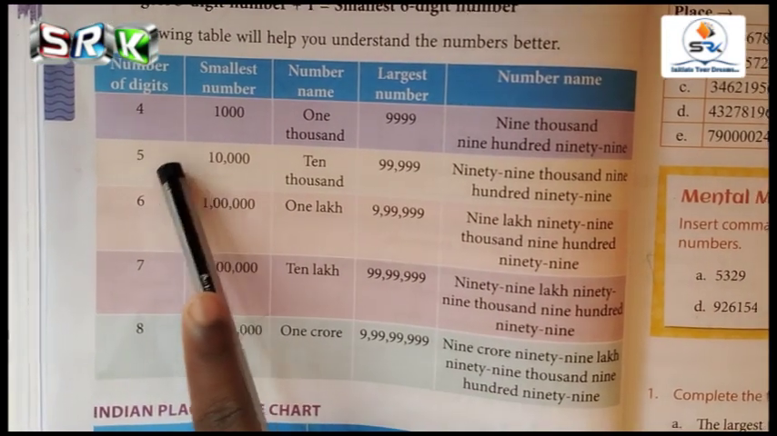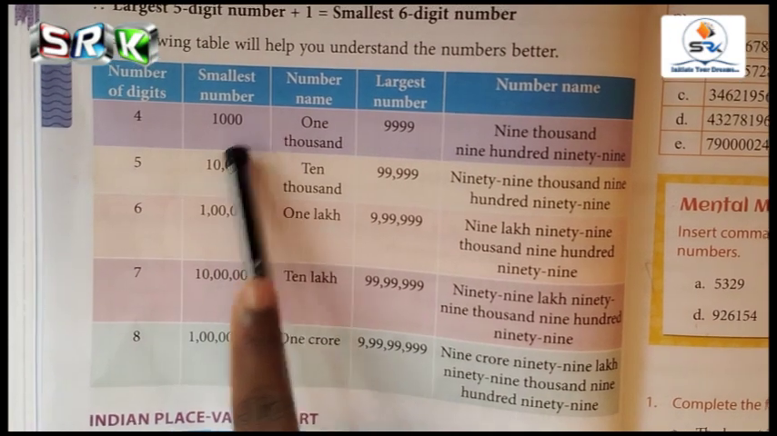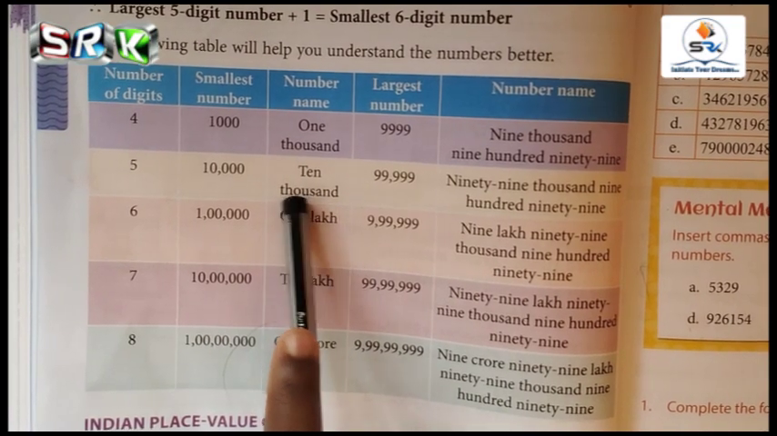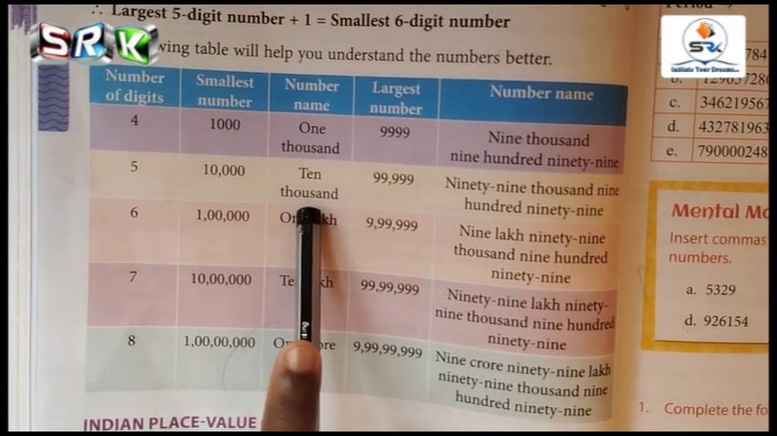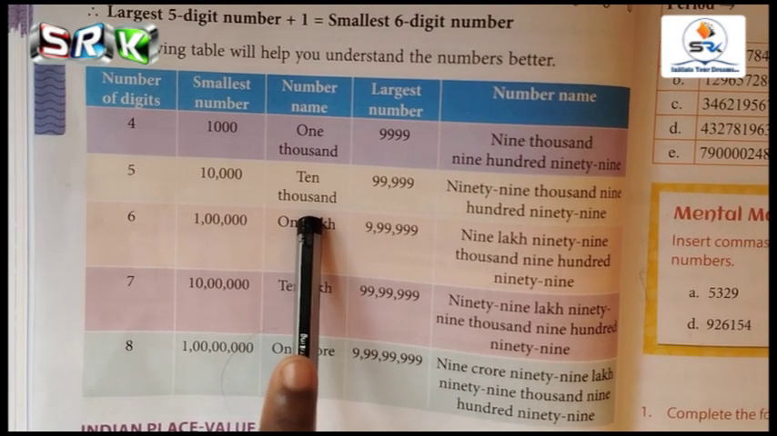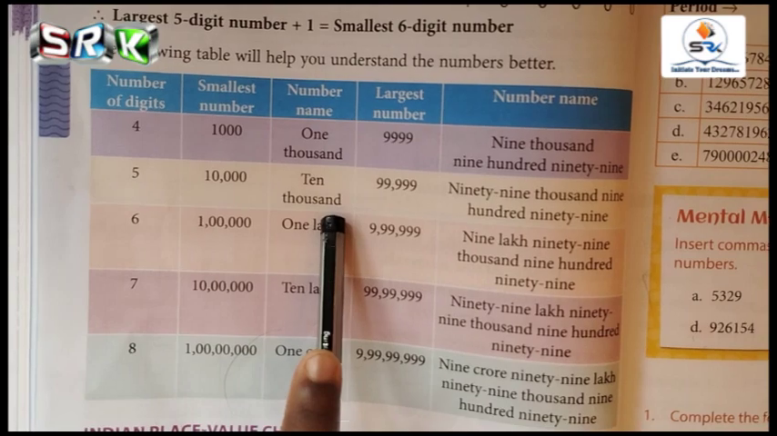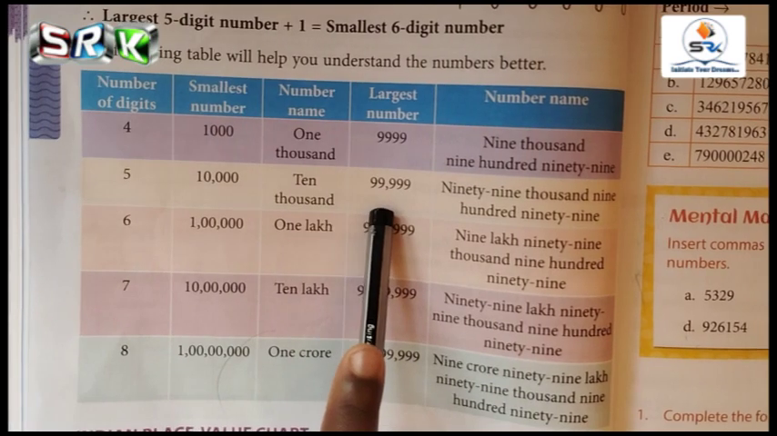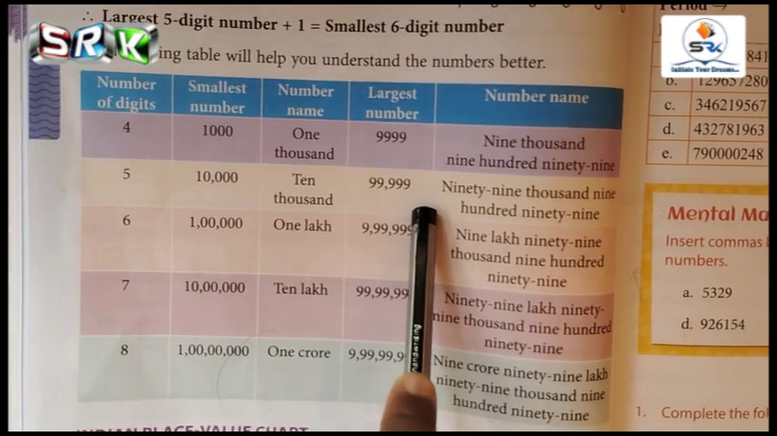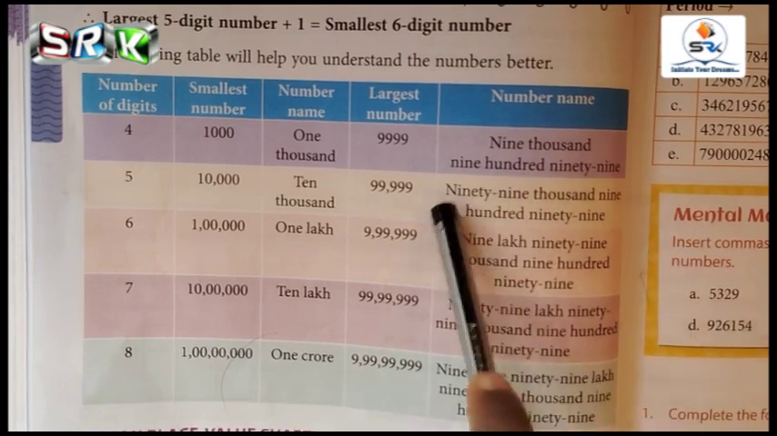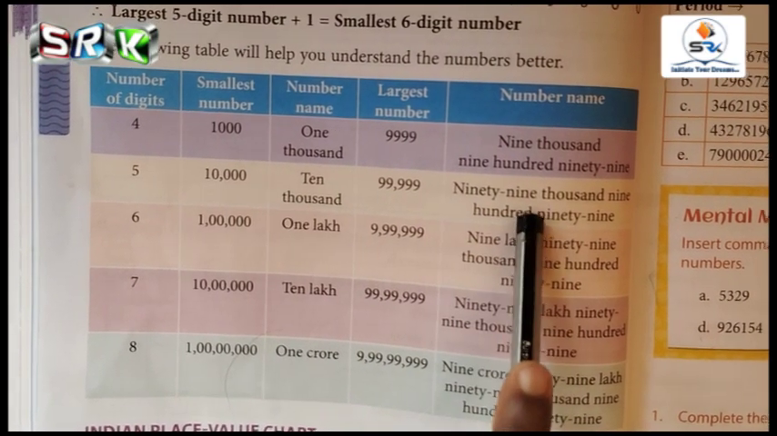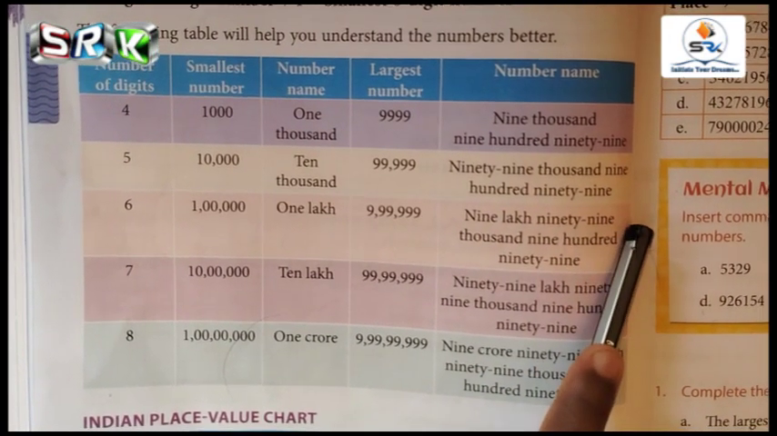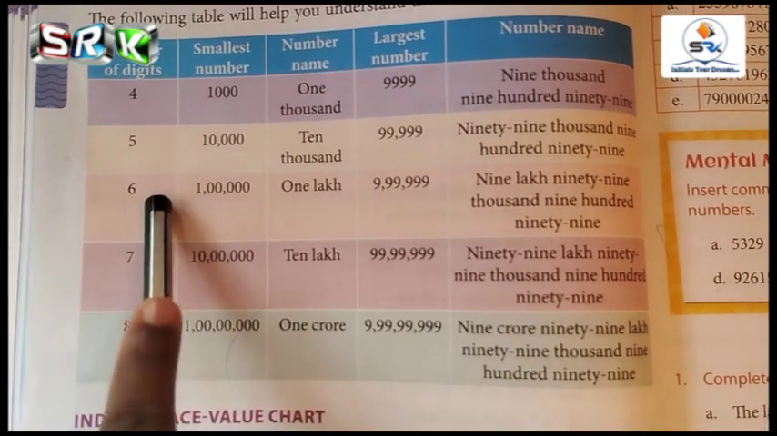9999. Then the next one is 5-digit numbers. The smallest 5-digit number starts with 10,000. How can you write the number name 10,000? What is the spelling of 1000? THOUSAND, which is the spelling of 1000. The next one, the largest number, is 99,999. How can you write it as a number name? You are reading by this method, and then you are going to write. Okay, students. Let's see the next one.